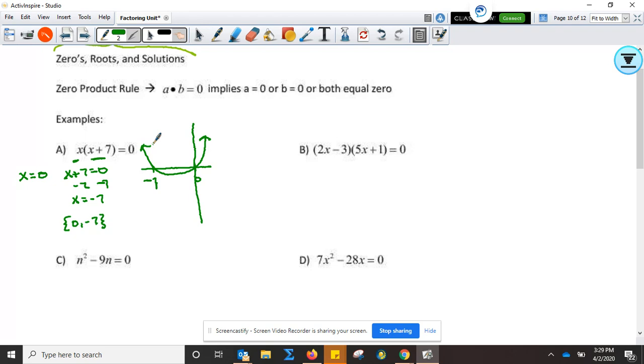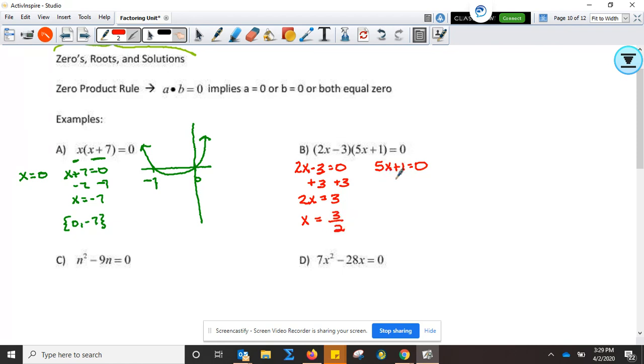All right, so looking at letter B, I'm going to set both of those equal to 0. 2x minus 3 equals 0, and 5x plus 1 equals 0. So add 3 to both sides. 2x equals 3. X equals 3 halves.